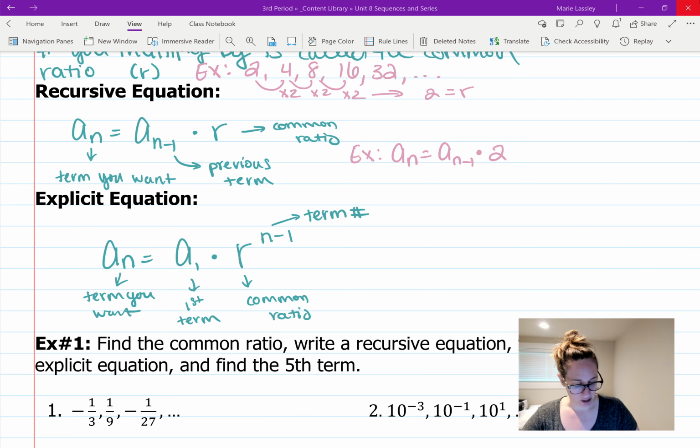So just like with recursive, we're going to use that example that we came up with in the beginning, 2, 4, 8, 16, 32, and we're going to make our explicit equation. So this would be a sub n equals our first term in the sequence, 2, times our r value, which is 2, being raised to the power of n minus 1. And this is as far as you can go. You cannot combine the 2 and the n.